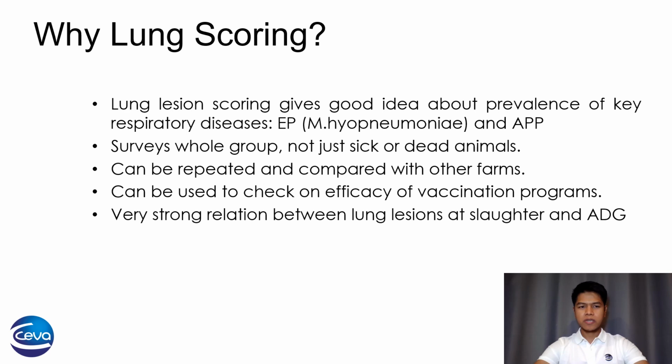Why lung lesion scoring? First, lung lesion scoring gives a good idea about the presence of key respiratory diseases, the Mycoplasma pneumoniae and APP. Second, it surveys the whole group, not just the sick or dead animals. Third, it can be repeated and compared with other farms. Fourth, it can be used to check on the efficacy of vaccination programs. Fifth is because of a very strong relation between the lung lesions at slaughter and ADG.